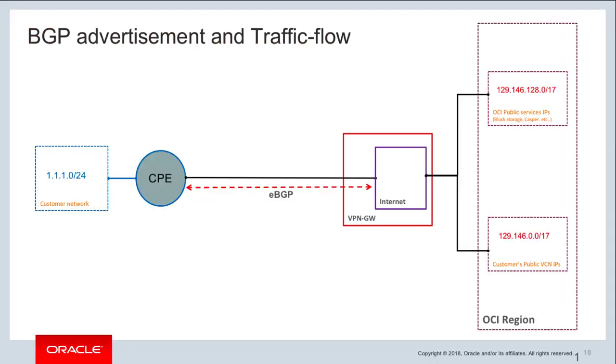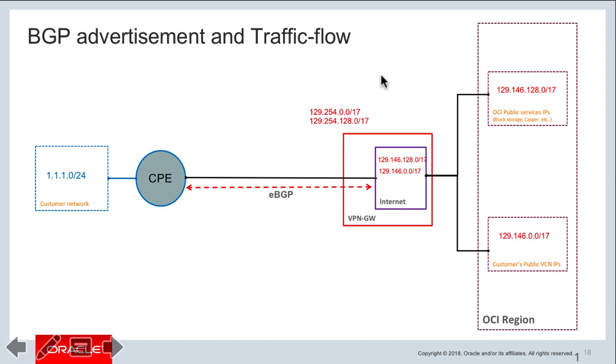All right, so in case of the BGP advertisements with public peering, let's take an example of a particular OCI region. Within this OCI region, for instance, you have the public service endpoints with a /17. So there is a public endpoint prefix, and then there is another prefix where all the IP addresses are part of your VCN, virtual cloud network, the public endpoints. And then on the customer side, your public prefix is 1.1.1.0/24. So you own that public IP prefix.